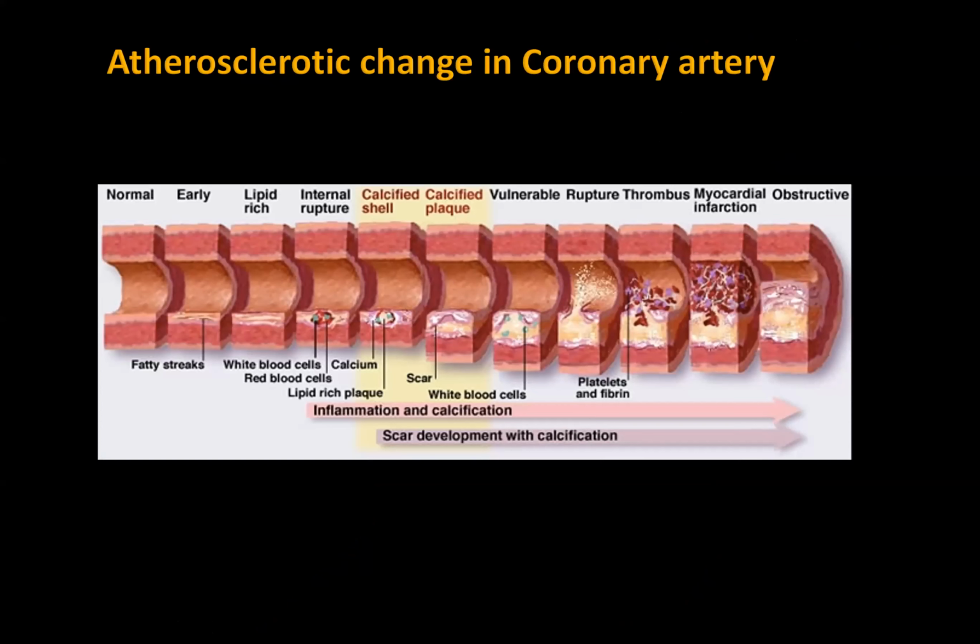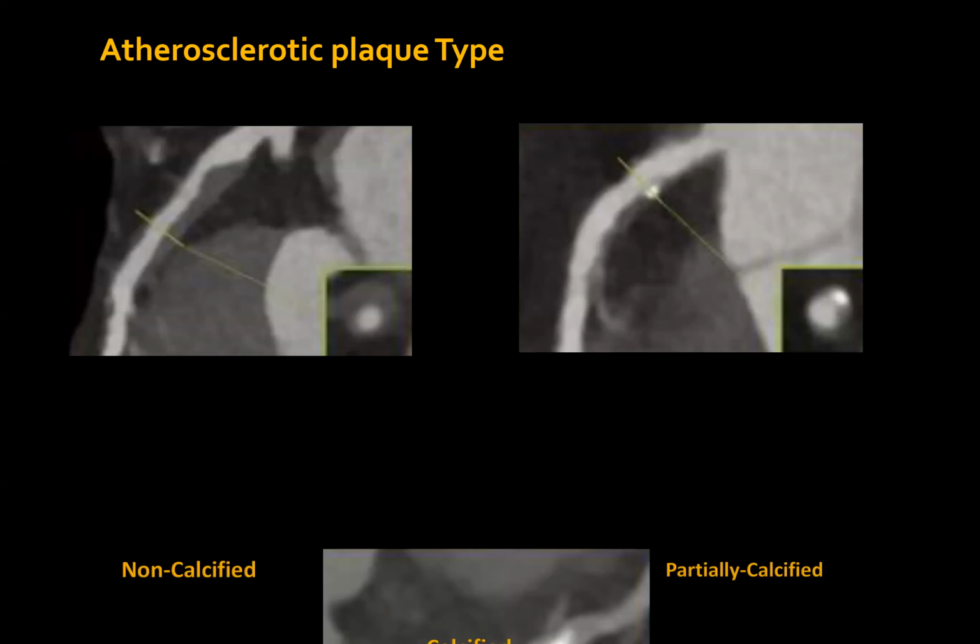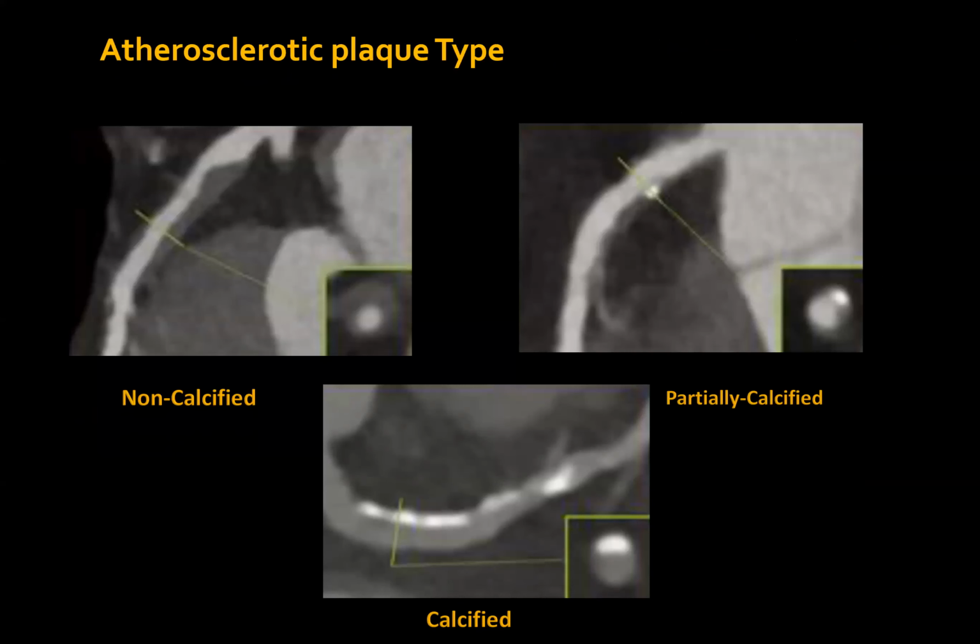There are multiple stages of atherosclerotic plaque formation, and they produce different patterns of plaque. There are different types of plaque, like non-calcified plaque, calcified plaque, or partially calcified plaque. Each has a different effect on coronary artery disease.